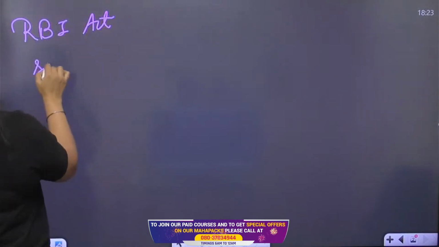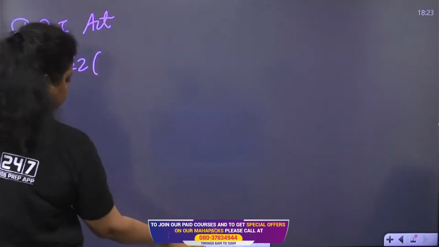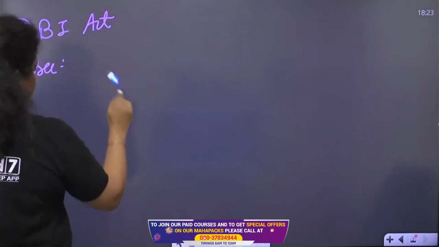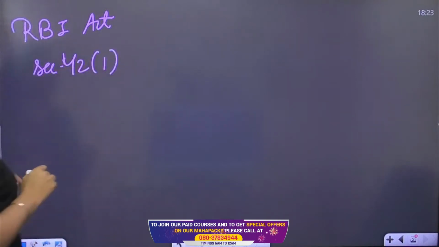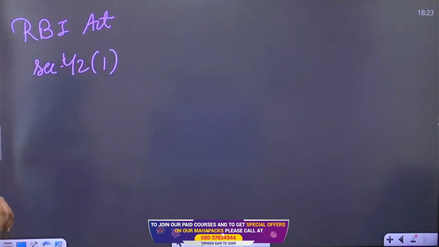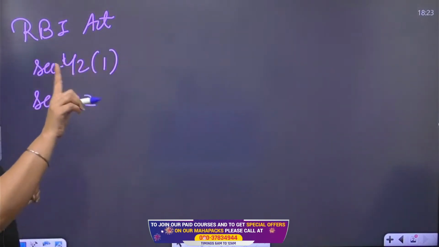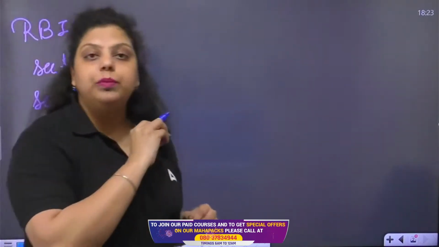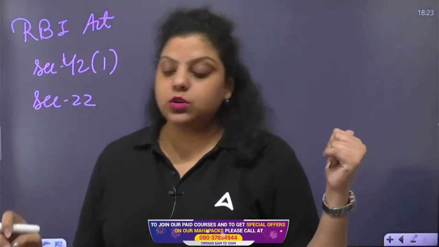Section 42(1) talks about your what? It talks about your CRR. Second, I know that section 22 talks about the fact that RBI has the sole right to print all the denominations of currency except the rupee 1 note. This is what section 22 talks about.